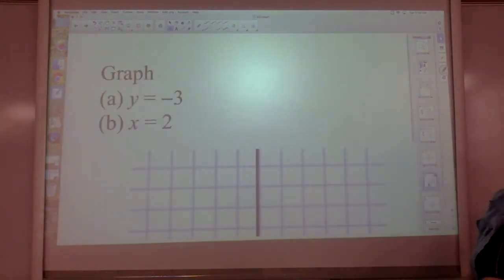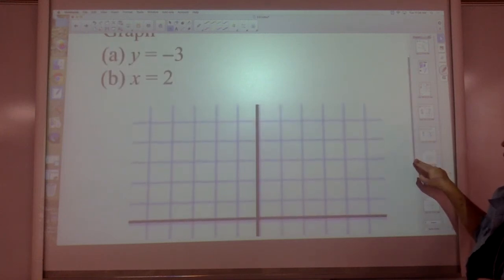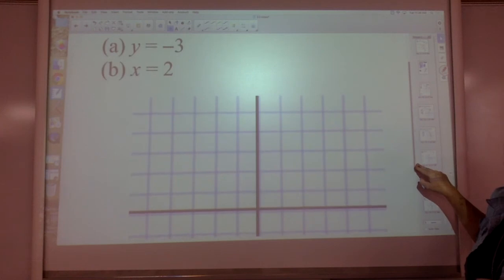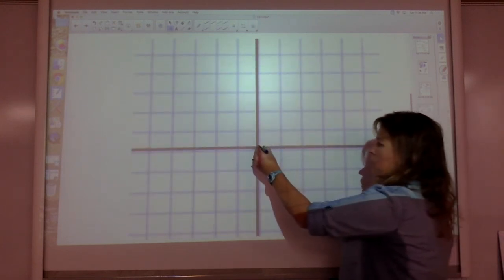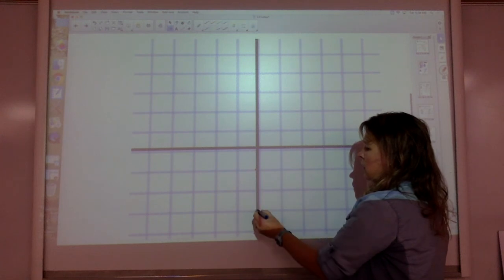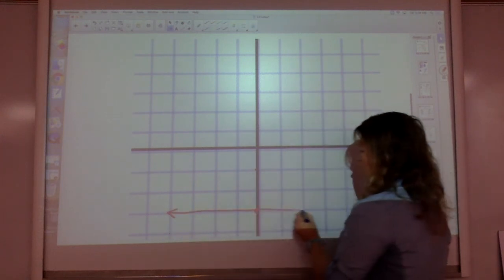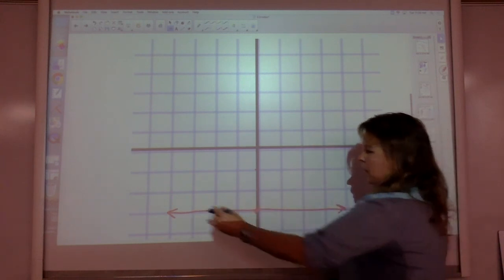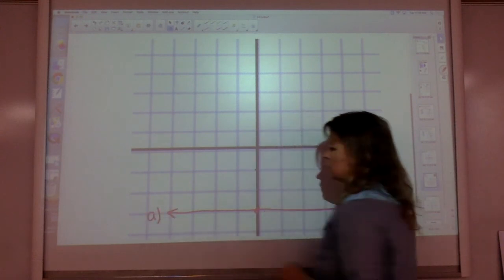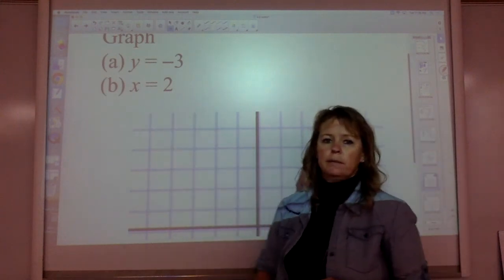So if I asked you to do this yourself, y equals -3, pause it, graph it. Okay, you're back. If you wanted y equals -3, here's your y-axis. You went down 3, and you draw a line. You still have to draw the line through there. You can't just put a point. All of these points on this line are down 3. Then I'm going to put an A by it so you know which one it is, because that was graph A. X equals 2. Go ahead, try it.